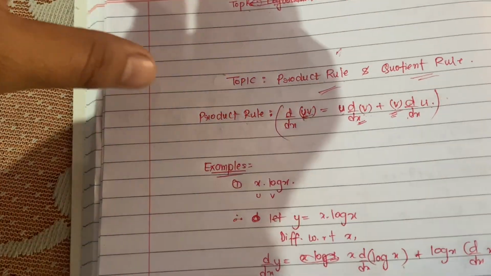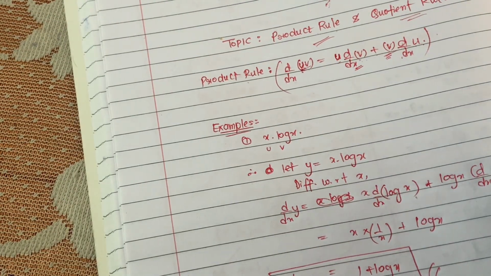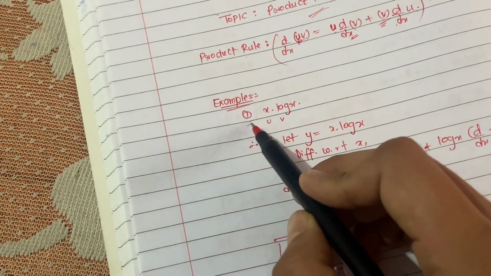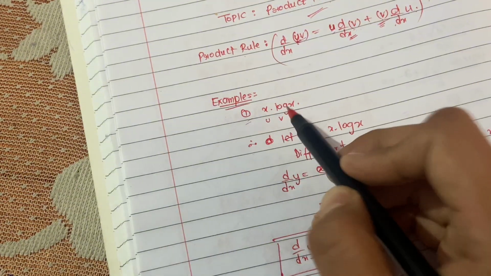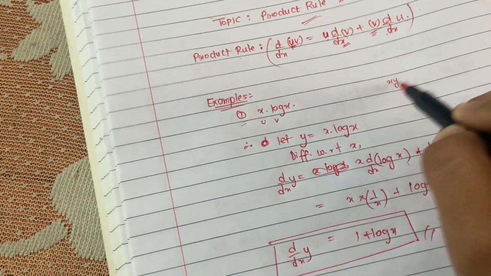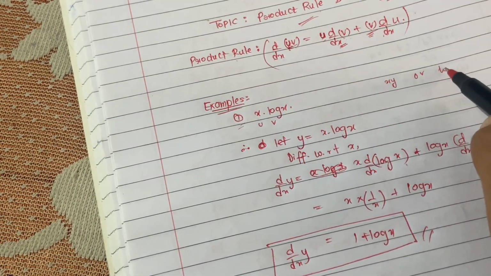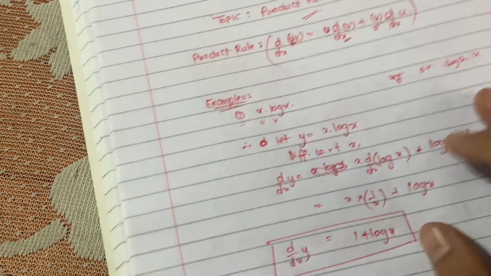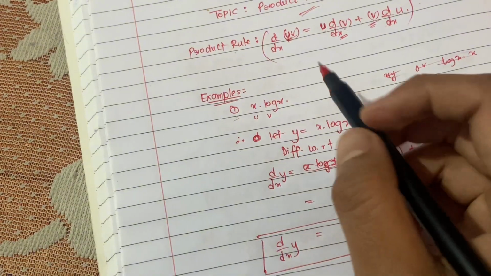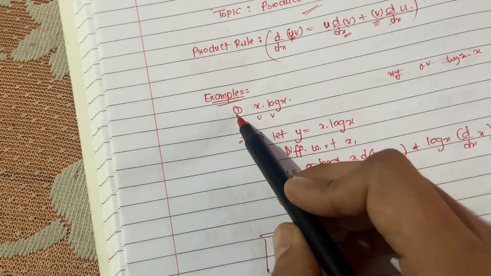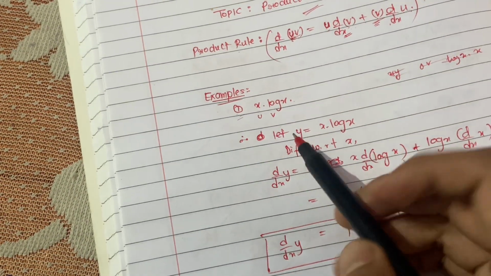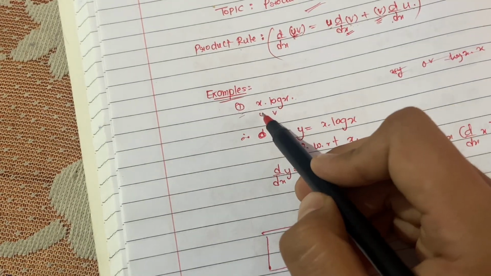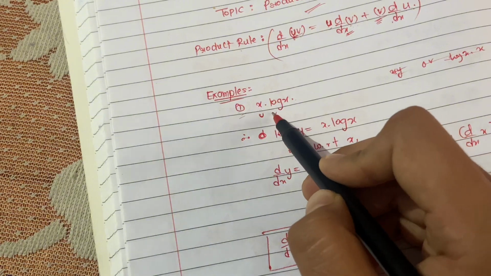Okay, now see some of the examples. How will questions come? Questions like this may come: x into log x, or x into y, or log x into x. These questions might come. So how are we going to apply this formula? We have been given x into log x. First of all, let y equals x into log x. So I have assumed this as u and this as v.